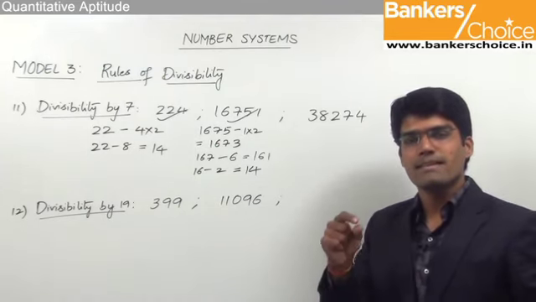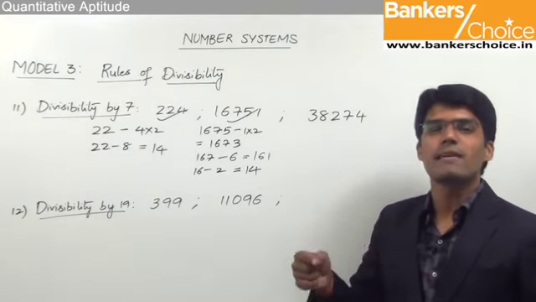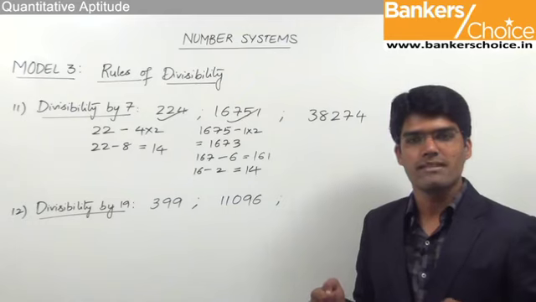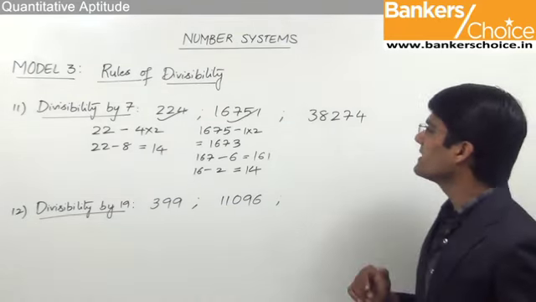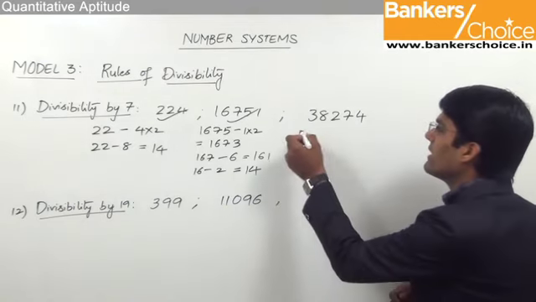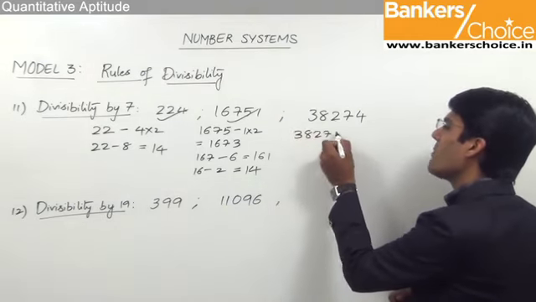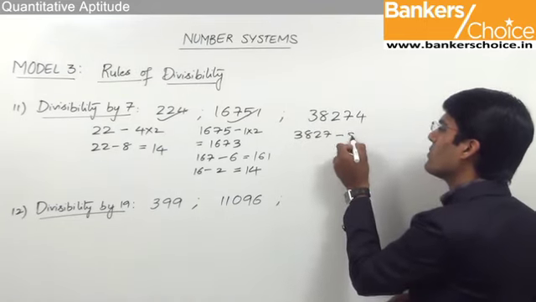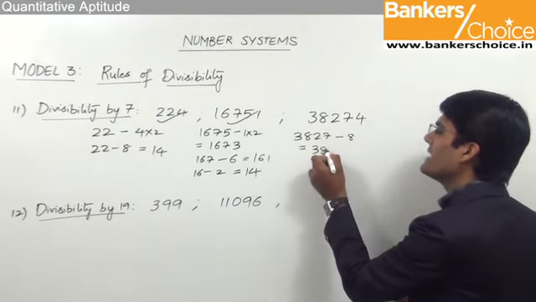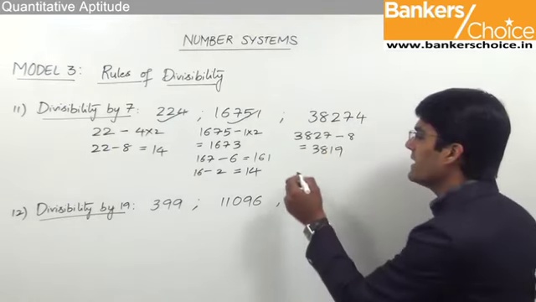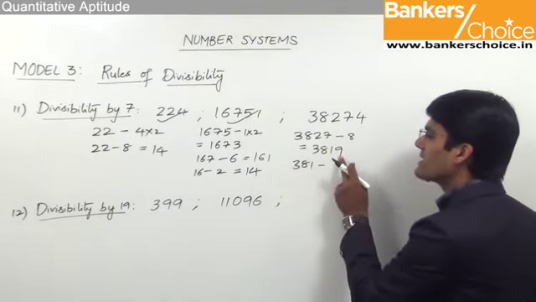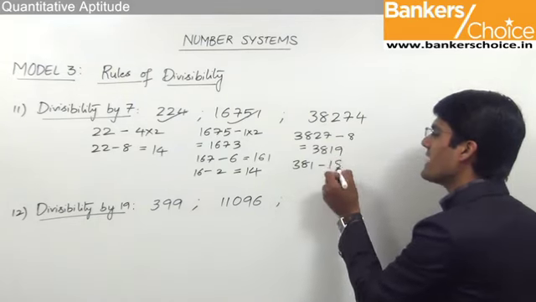Always in each step, separate the units place, multiply with 2 and subtract from the remaining part of the number. This has to be continued till we get a 2-digit number. Let us now check this for 38274. So here we get 3827 minus 4 multiplied with 2, that is 8. 3827 minus 8 is 3819. Again 381 minus the units place multiplied with 2, that is 18.